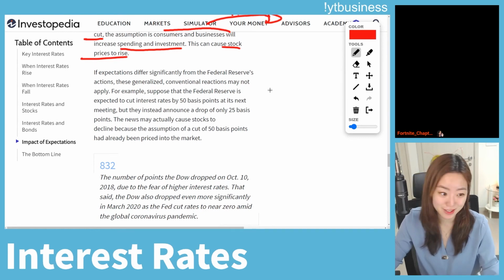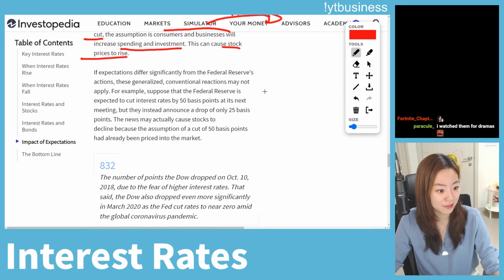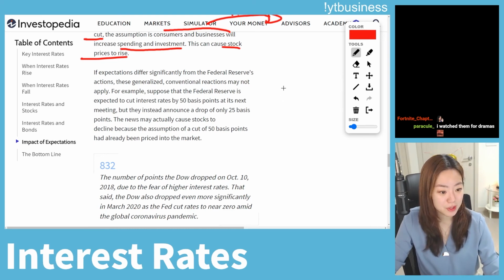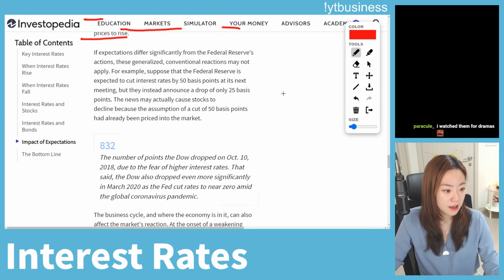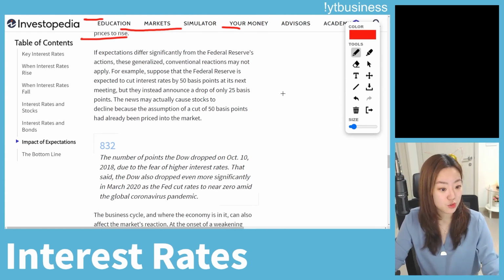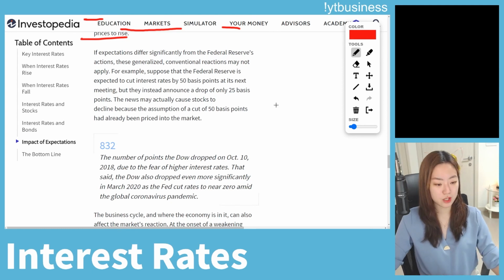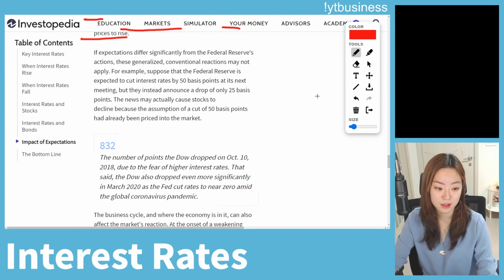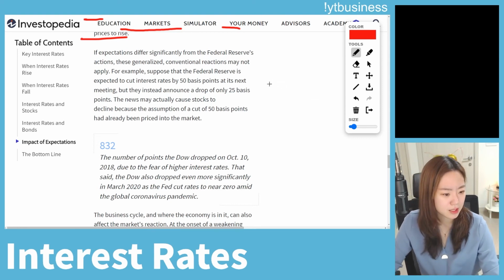If expectations differ significantly from the Federal Reserve's action, these generalized conventional reactions may not apply. For example, suppose that the Federal Reserve is expected to cut interest rates by 50 basis points at its next meeting, but they instead announce a drop of only 25 basis points. The news may actually cause stocks to decline because the assumption of a cut of 50 basis points has already been priced into the market.